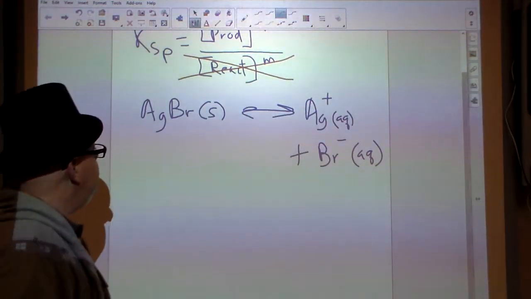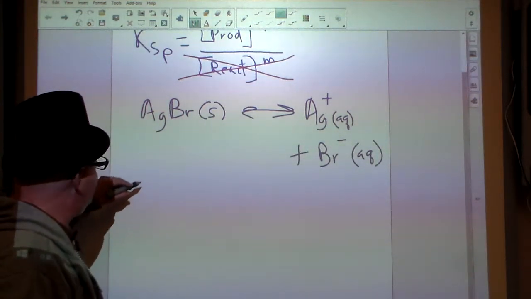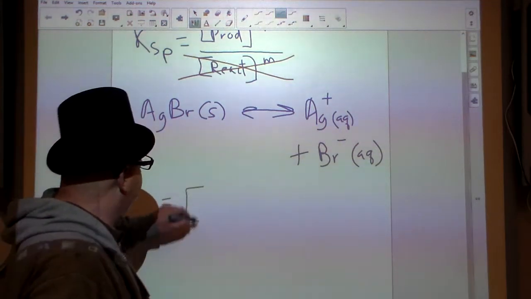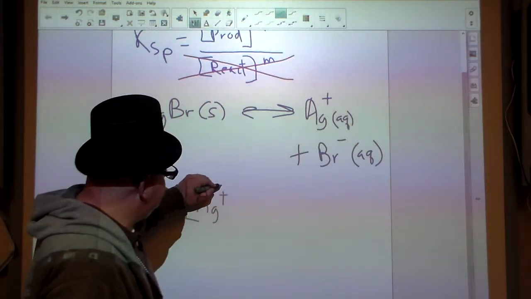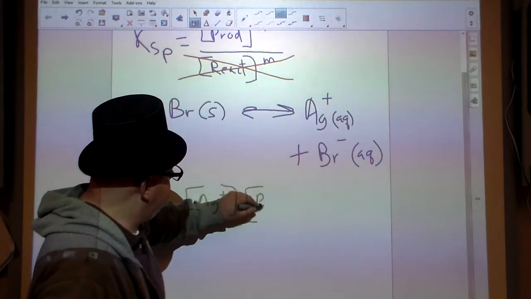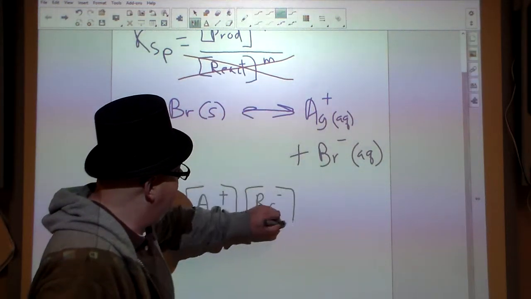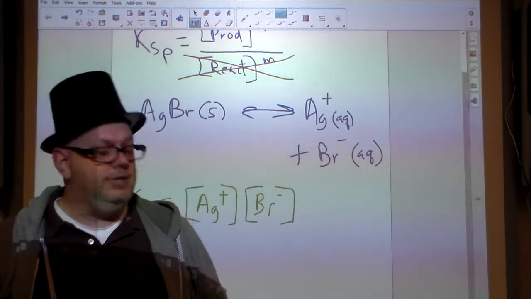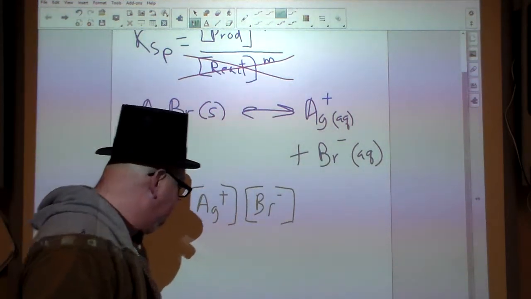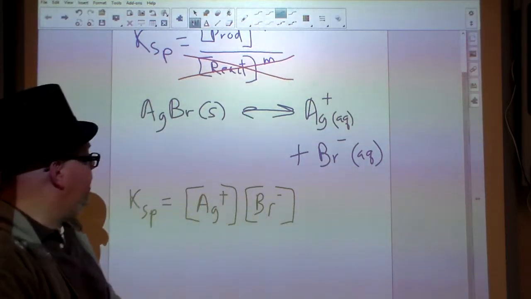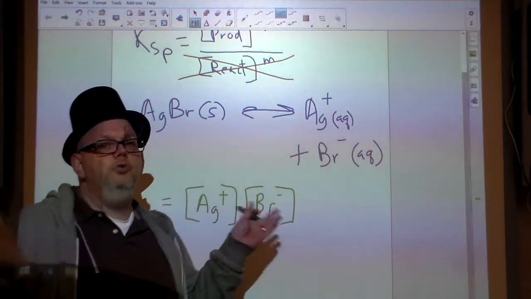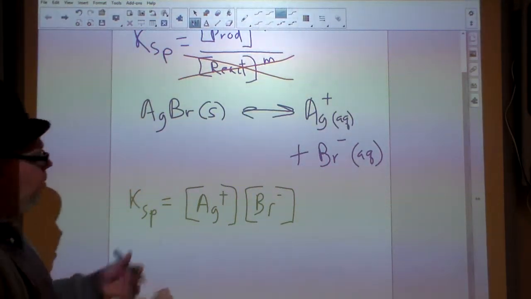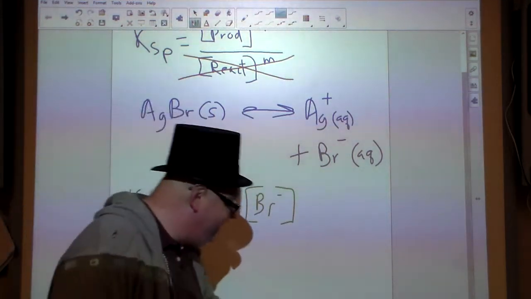Well, what that specifically means, ladies and gentlemen, is that our KSP is going to equal the concentration of Ag plus multiplied by the concentration of the Br minus. Now, notice that there's only one of each, which is kind of nice. It makes it a little bit cleaner and a little bit easier to deal with. So we don't have to do any squaring or any of that. Great, fantastic.